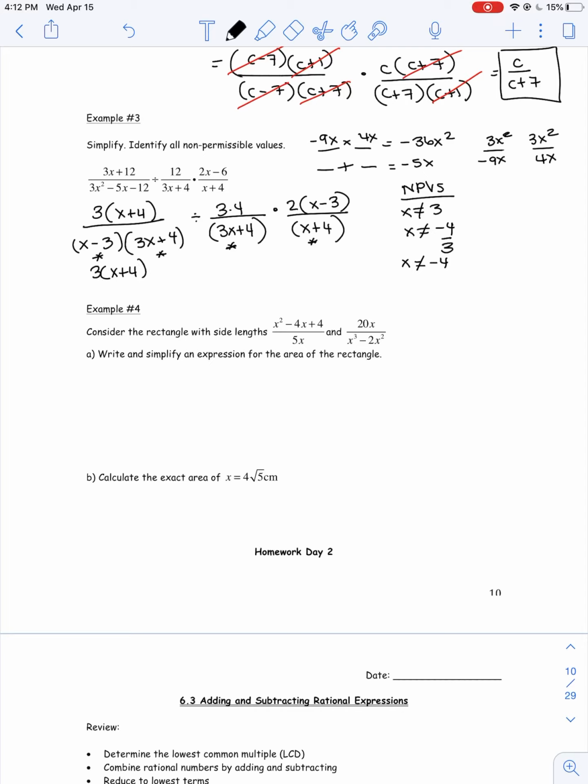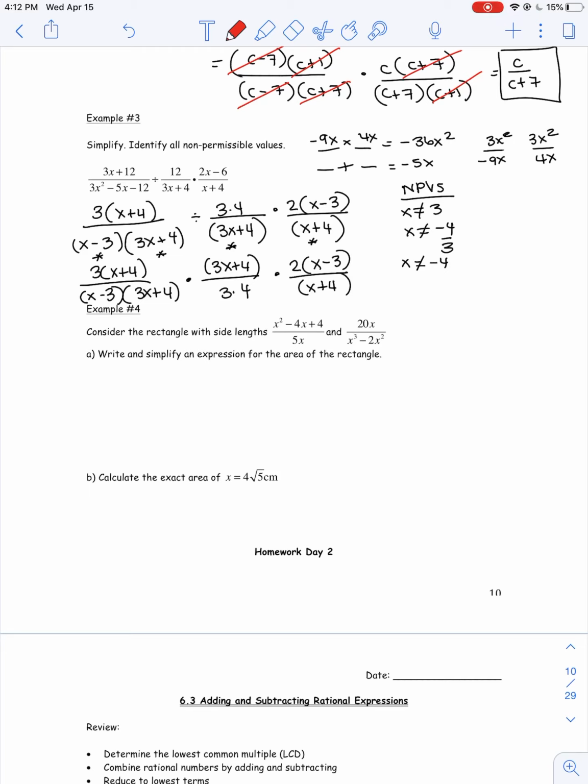So that leaves us with 3x plus 4, x minus 3, 3x plus 4. This one stays the same. This guy becomes multiplication, which means that the 3x plus 4 goes to the top and the 3 times 4 goes to the bottom. And then this one stays the same because it's followed by a multiplication sign.